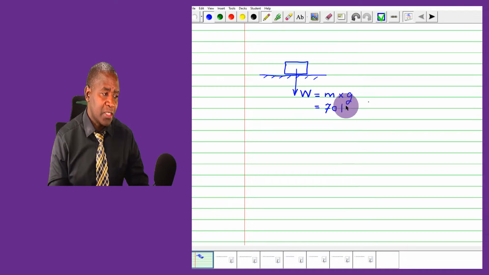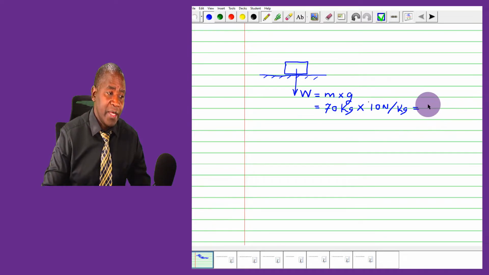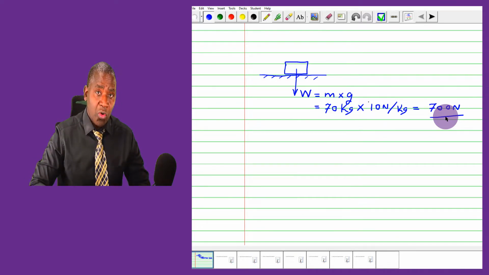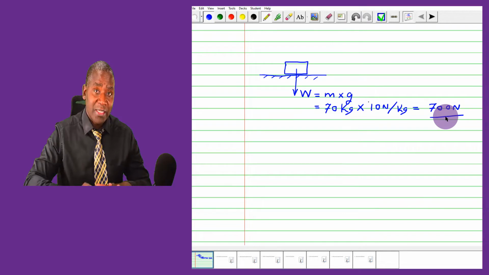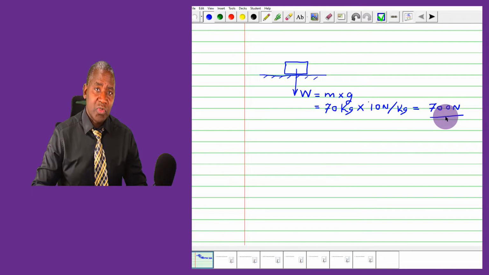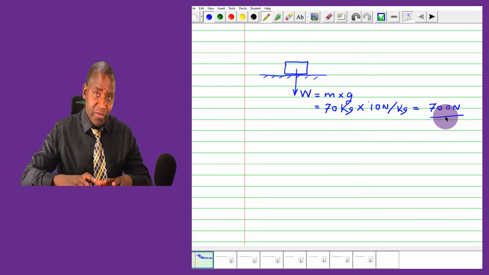So if we know the mass of the object, for instance, if the person on the lift has a mass of 70 kilograms, and we take the value of the acceleration due to gravity, or the gravitational field strength, to be 10 Newton per kilogram, then the weight of this person is 700 Newtons. That is the amount of force that the person exerts downwards on any surface which that person is stepping on. In this case, the person is on the weighing balance. So the person is exerting a force of 700 newtons on the pan of the weighing balance.